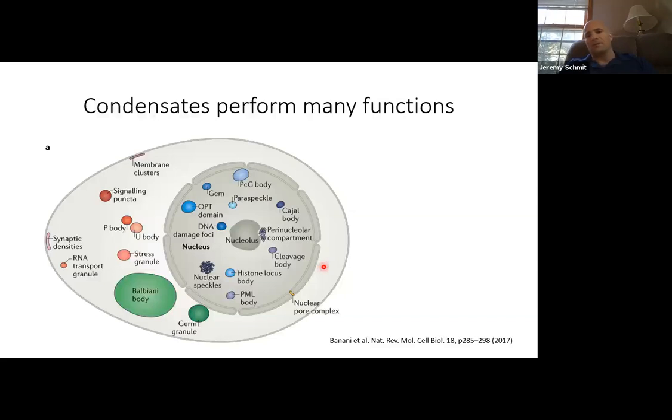Now, the counterargument that these are all different is very succinctly summarized by this slide. And that is, we've identified lots of these condensates. They show up throughout the cell, in lots of different locations and contexts, and most of these functions have not been fully resolved, but the ones that have been are showing a remarkable diversity. There's lots of different things that these condensates can do.